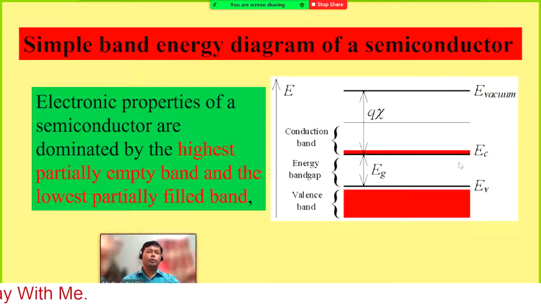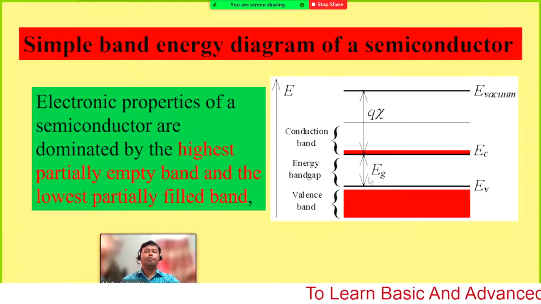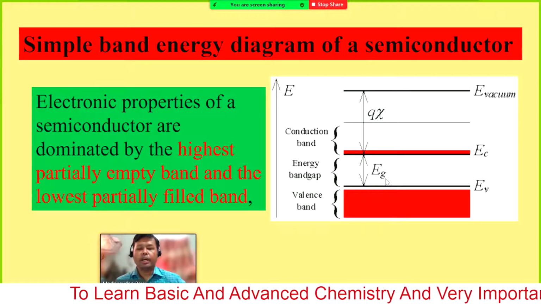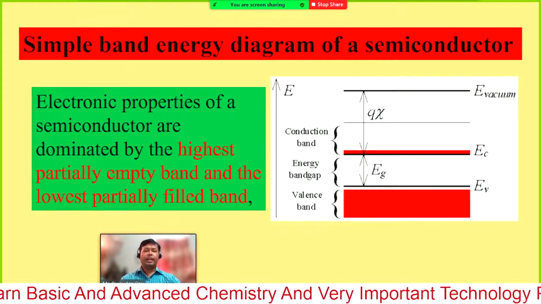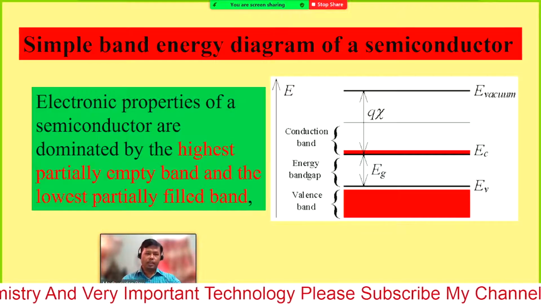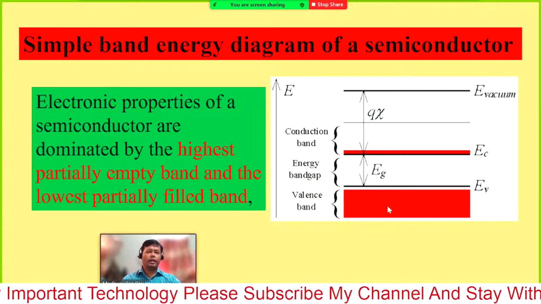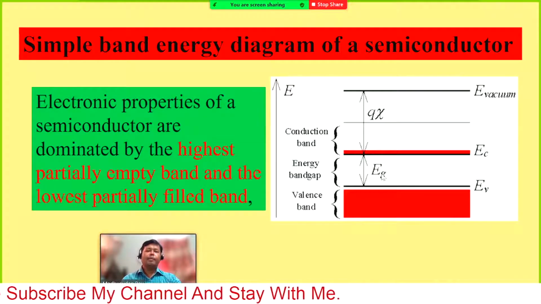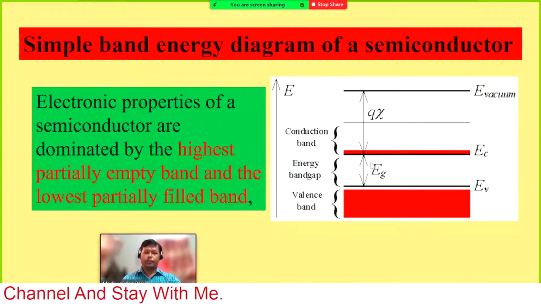So the energy difference between the conduction band and the valence band is known as the band gap. If you need electron flow, you must transfer an electron from here to here, or from here to the vacuum. If the band gap is very large, it is very difficult to transfer an electron from the valence band to the conduction band, which is empty.